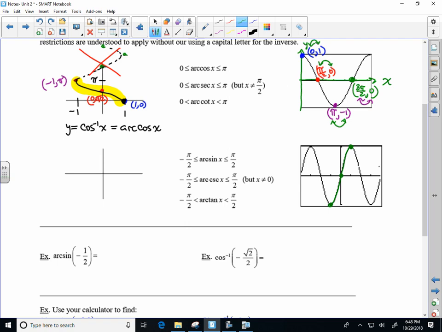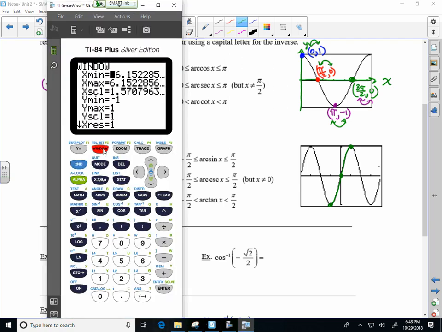All right? For a better look at it, maybe you say, well, that's distracting. I don't like it. So change your window to only go from negative pi over 2 to pi over 2.